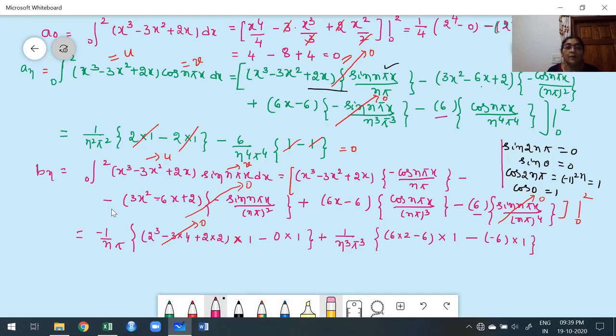Now what's remaining here? Actually, this entire term must also be 0. 0 into 1 is 0. Therefore, only this is remaining. Now observe, 12 minus 6 is 6, minus into minus is plus 6. 6 plus 6 is 12 by n cube pi cube for bn.